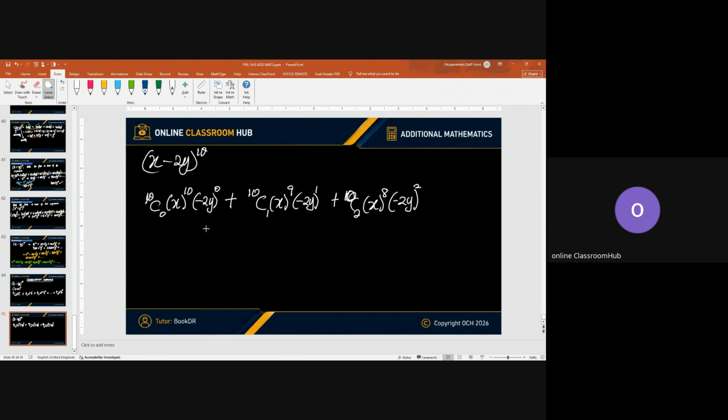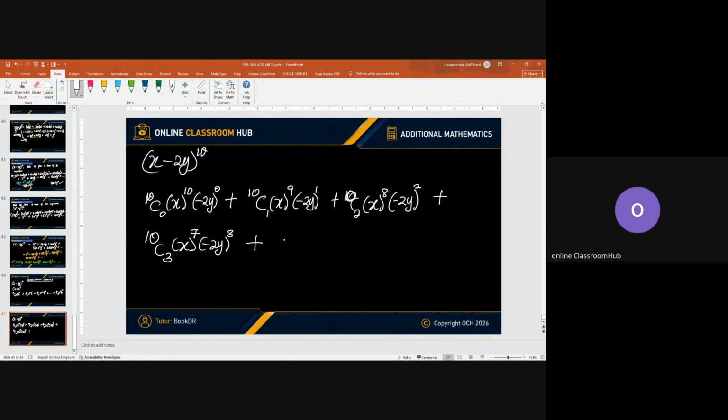So let me clear this. And then I'll come and continue at the bottom because of the space. So who can tell me the next combination to be what? What will be the next combination? This one was 10 combination 2. The next one will be what? 10 combination 3. Good. 10 combination 3. Then x raised to the power 7. The minus 2y will increase up to 3.